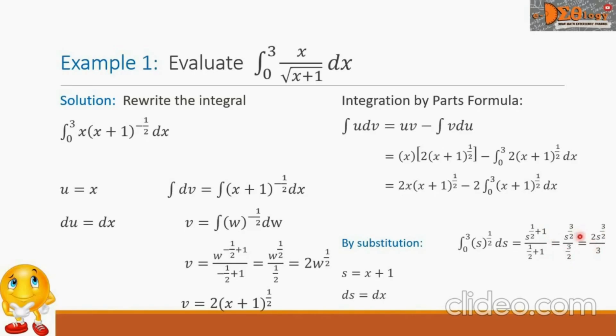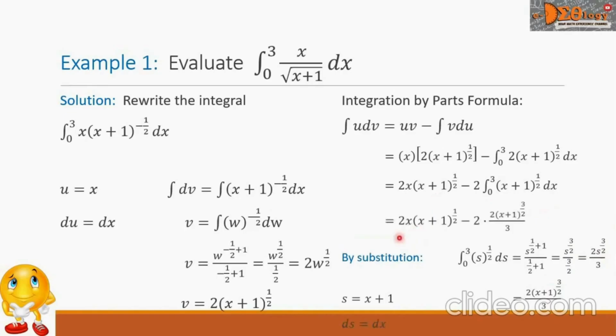So we have now 2 times s raised to 3 over 2 all over 3. This time, let us return the value of s in terms of x. So we have 2 times the quantity x plus 1 raised to 3 over 2 all over 3. And from here, this is the value of this integral. Let us do the substitution. Writing again the value of uv, and then minus 2 times this value now is substituted in here.